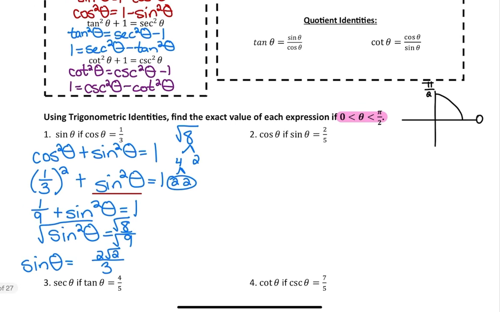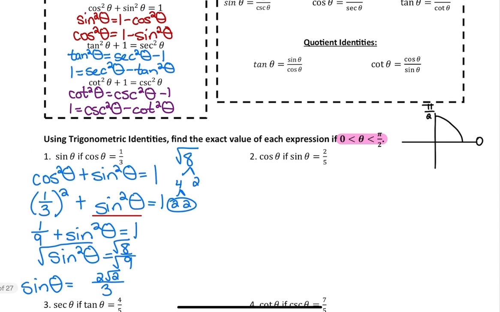Number 2, it wants us to find cosine of theta if sine of theta is equal to 2/5. Once again, the trig identity that connects sine and cosine together is our first Pythagorean identity right here. So we'll start by writing that identity. Cosine squared theta plus sine squared theta is equal to 1.